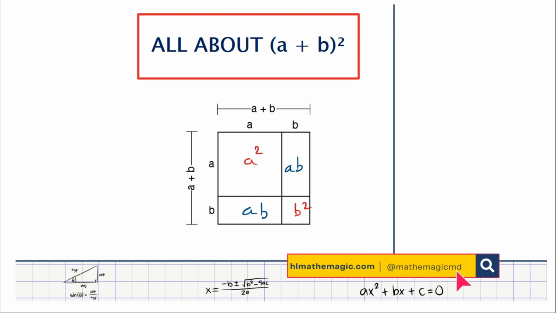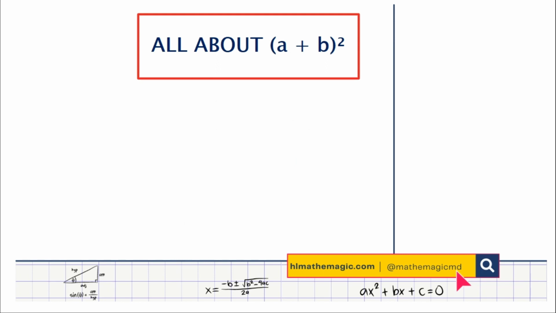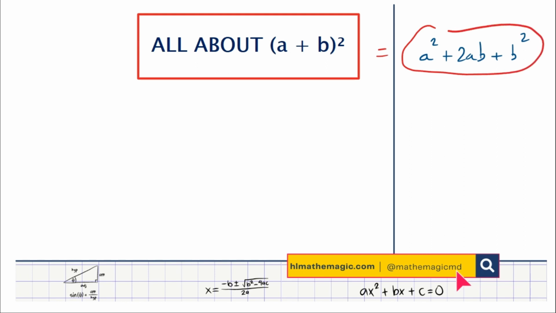And this is why you don't just have a squared plus b squared, but you also have 2 sections of ab here. So how do we use this formula? Well, I'll just write it on the right hand side for you. So this is a squared plus 2ab plus b squared. And we're going to go ahead and learn how we use it. So the expansion of (a + b) squared is just going to be this: a squared plus 2ab plus b squared.